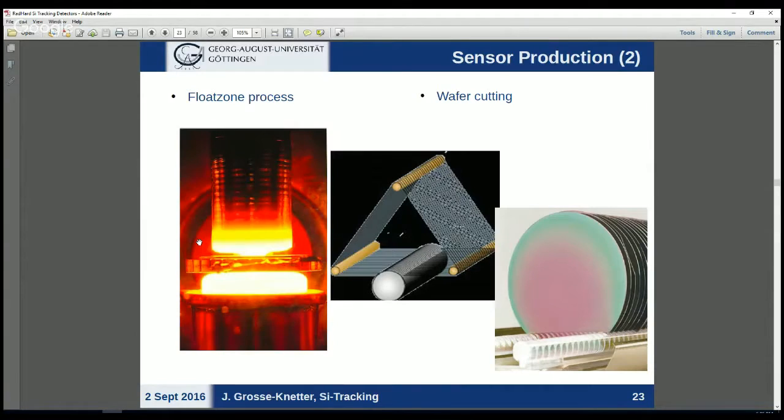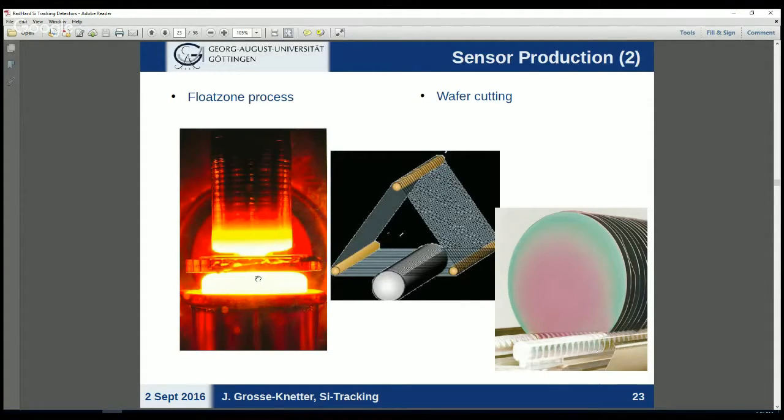Maybe a few pictures to make it a bit more colorful. In the left picture, you see what a float zone process is. You have a rod of silicon that's normally just polysilicon, which is not suitable for semiconductor purposes. We want single crystalline structures in order to get a proper band structure without any impurities.